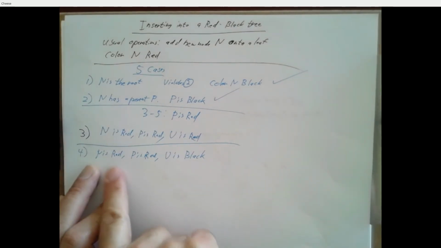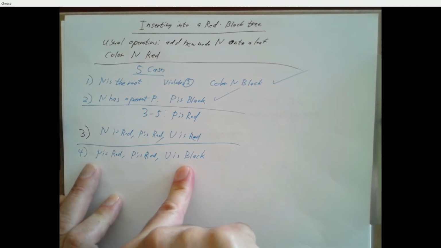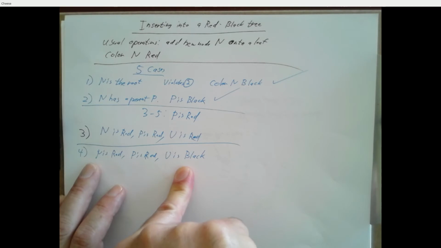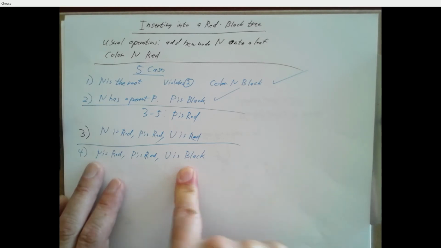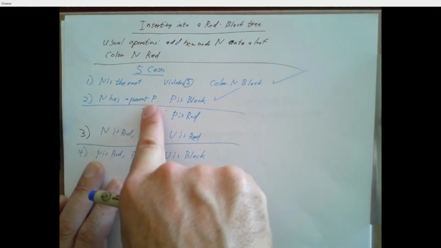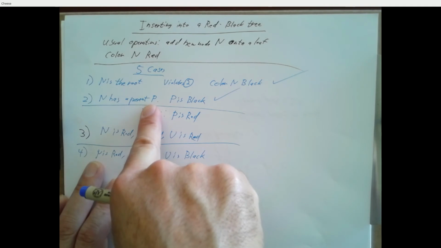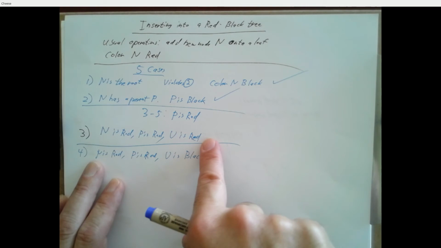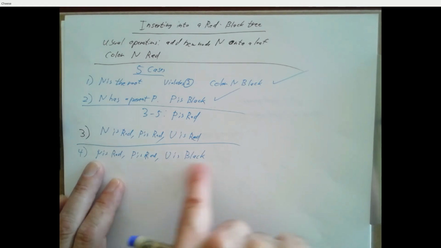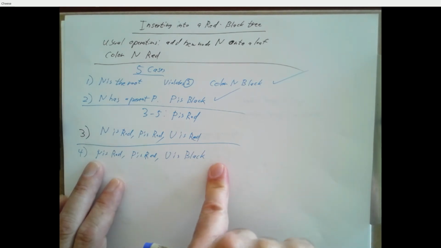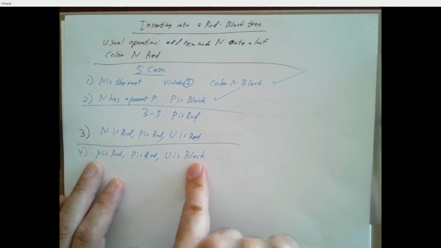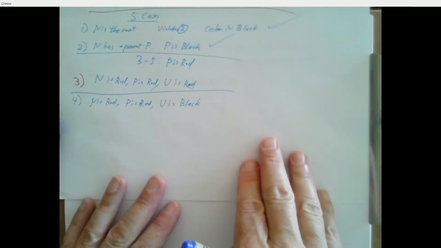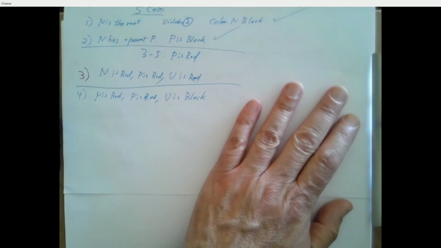All right, so case 4 is where your uncle is black, and case 5 will also handle where your uncle is black. Those will be the only possibilities. So either you've got a root, no parent, or you have a parent, but the parent's black, or your parent's red and your uncle's red, or your parent's red and your uncle is black. And we break out this black uncle into 2 subcases, case 4 and case 5. So case 4 is relatively simple.